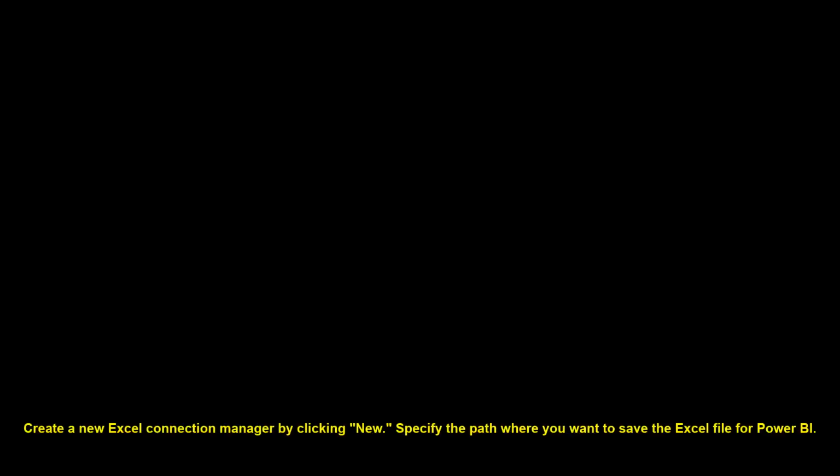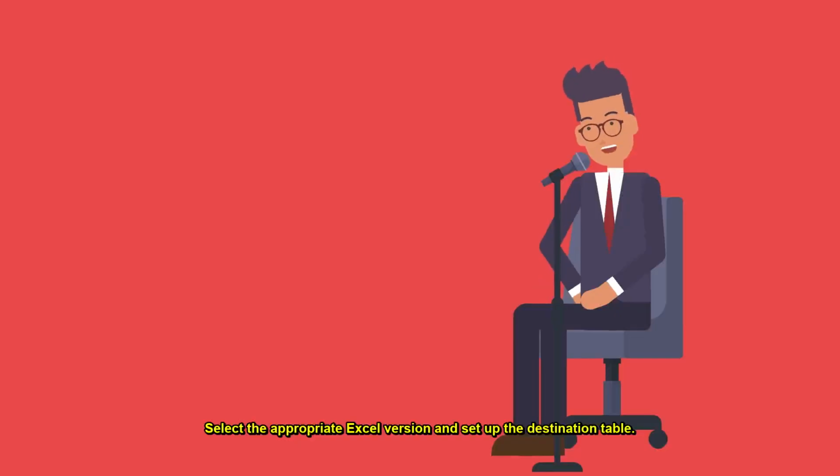Create a new Excel connection manager by clicking New. Specify the path where you want to save the Excel file for Power BI. Select the appropriate Excel version and set up the destination table. Click OK to save your Excel destination settings.